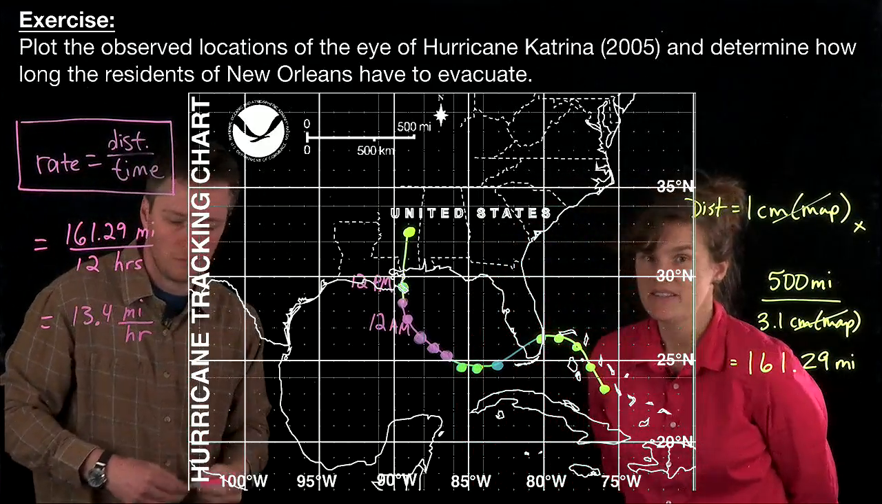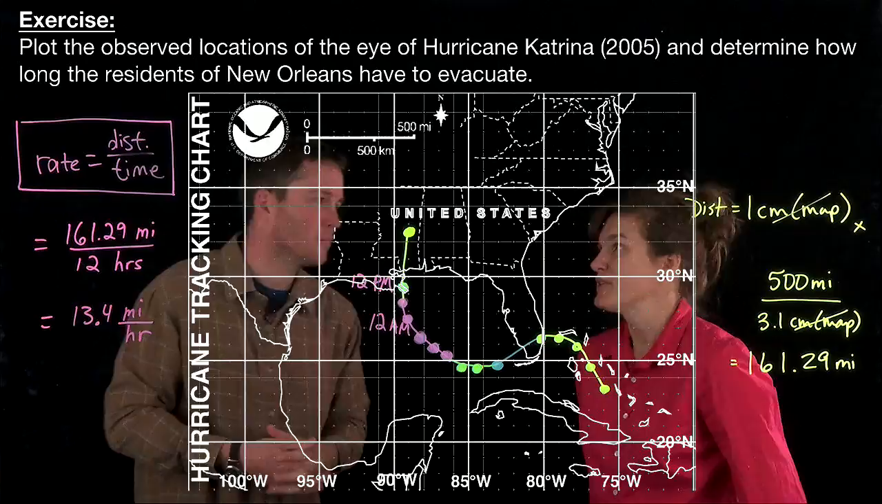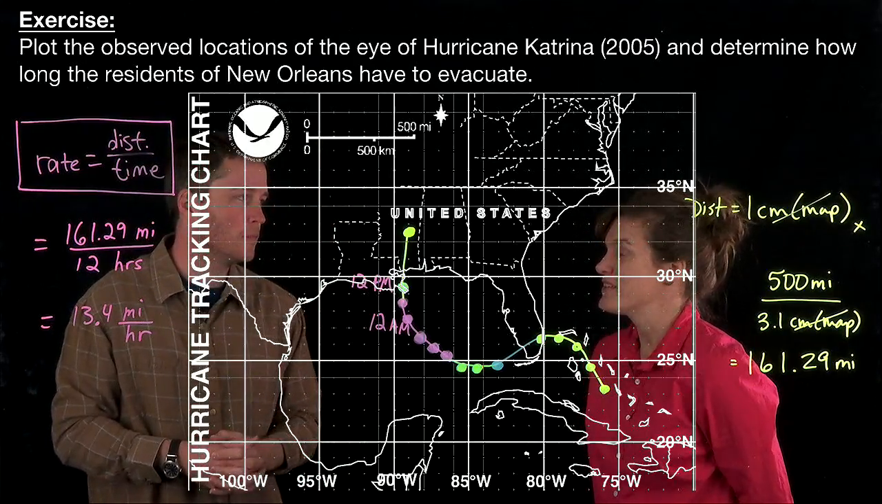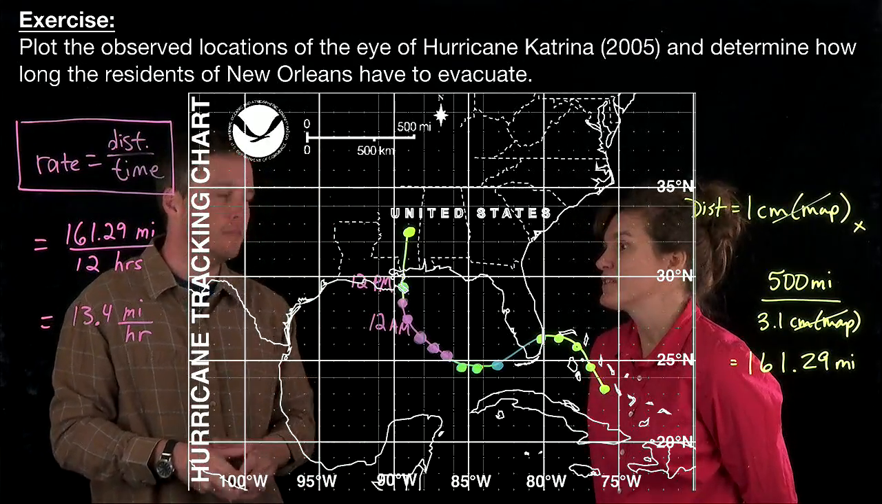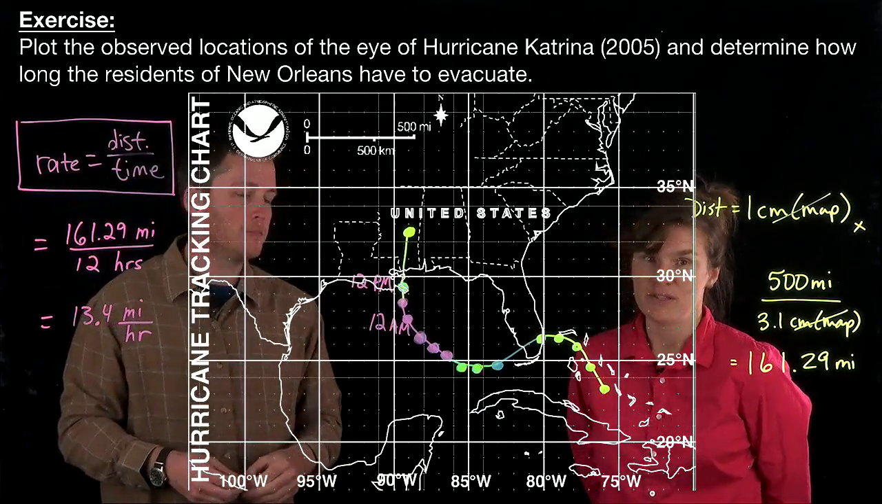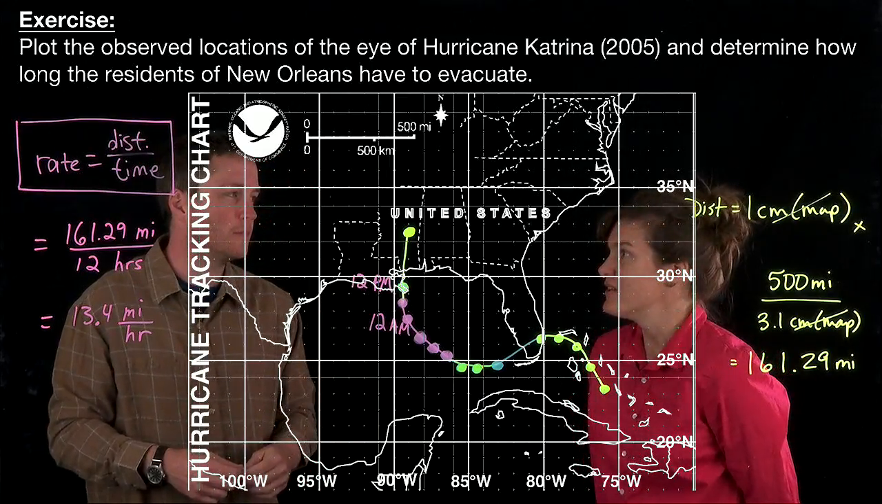So we can see that these storms travel maybe a little bit slower than some other severe weather events that we've talked about, like tornadoes, for example. And so that gives you typically ample time to evacuate.